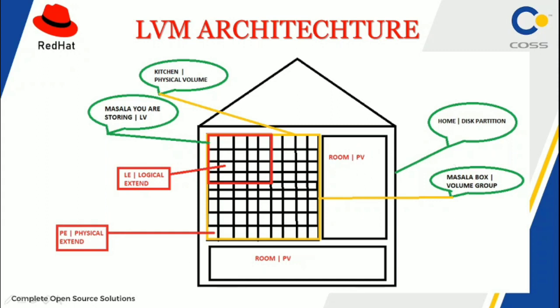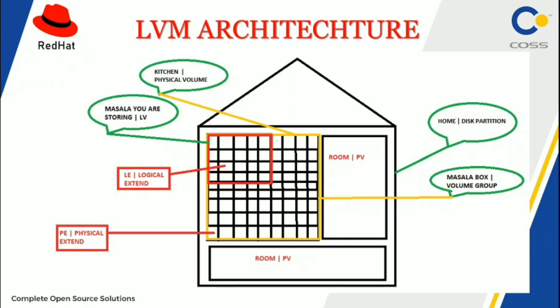But the home will be called home, meaning disk partition. You can see on the top right side, home is disk partition. Your room is what? Here it is written: kitchen, physical volume. We can add this one also as a kitchen. So this is the kitchen. Inside the kitchen, what do you have? You have a masala box. Inside this masala box, we store different types of spices.